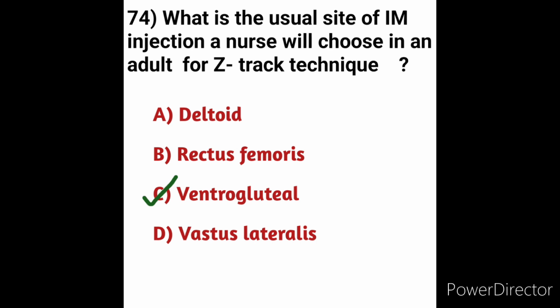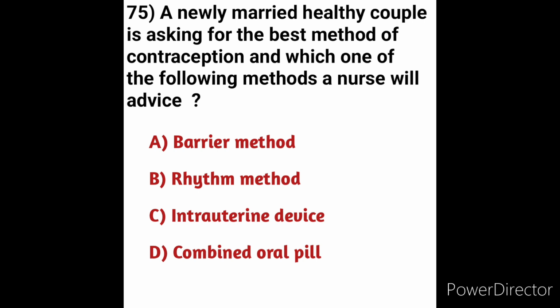Next we will move on to question number 75. A newly married healthy couple is asking for the best method of contraception. Which one of the following methods will the nurse advise? We will see the options. Option A barrier method, option B rhythm method, option C intrauterine device, option D combined oral pills.